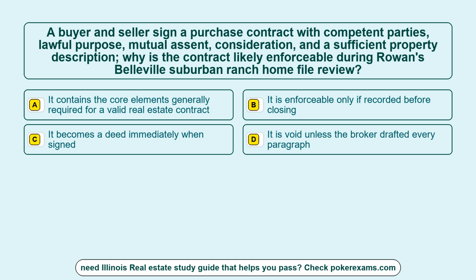Question 25. A buyer and seller sign a purchase contract with competent parties, lawful purpose, mutual assent, consideration, and a sufficient property description. Why is the contract likely enforceable during Rowan's Belleville Suburban Ranch Home File Review? Option A. It contains the core elements generally required for a valid real estate contract. Option B. It is enforceable only if recorded before closing. Option C. It becomes a deed immediately when signed. Option D. It is void unless the broker drafted every paragraph.